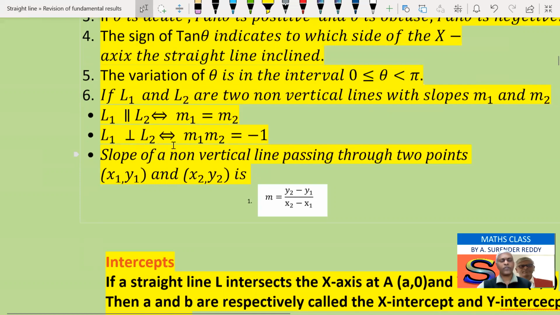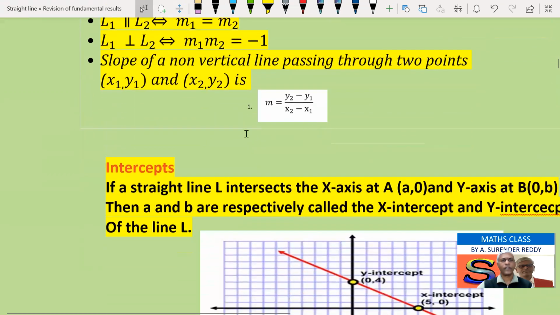If L1 is perpendicular to L2, then m1 m2 is equal to minus 1, and the reverse. If m1 m2 is minus 1, then the lines are perpendicular.